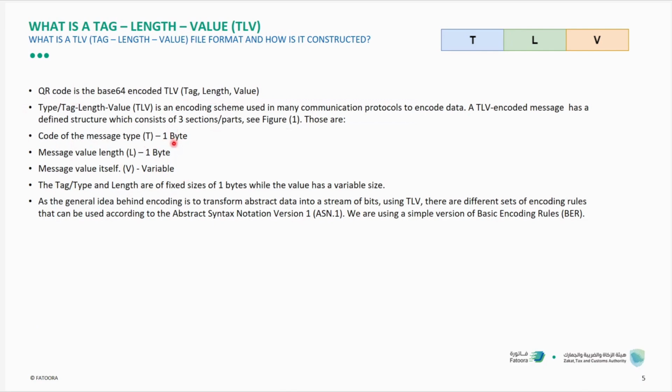So this is how it should be constructed. You will have the tag, which is the index of the field, and then you're going to have the value of the length, and then you're going to have the actual value. Now, it's very important to fix the sizes of the tag and the length, 1 byte and 1 byte, and then the value will, of course, be variable based on the length that you have passed in the previous field.